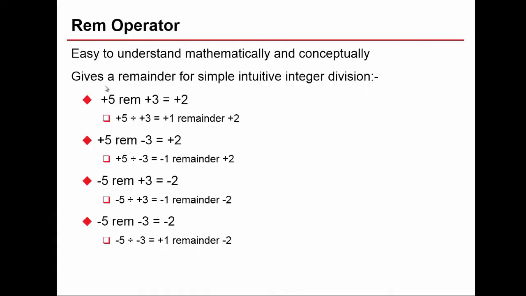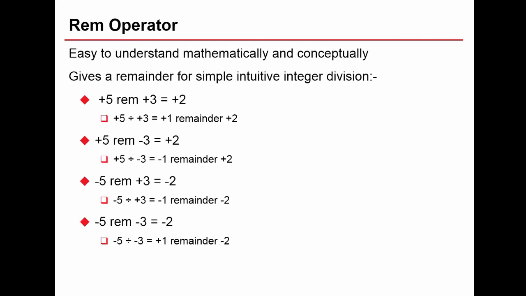So the Rem operator is easy to understand. It gives a remainder for a simple integer division. Here we're showing the plus sign, which is known as an identity operator, as you may know in multiple languages. So saying plus 5 is saying the same thing as 5 times plus 1. We're just showing it here to make it completely clear which sign we're talking about. So here are some results from the Rem operator with some randomly chosen operands. We're using all combinations of sign, i.e. plus or minus 5 and 3.